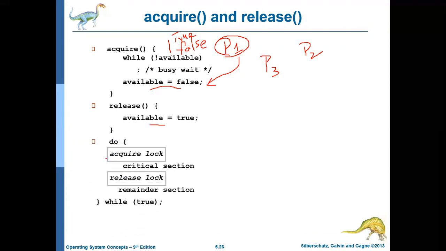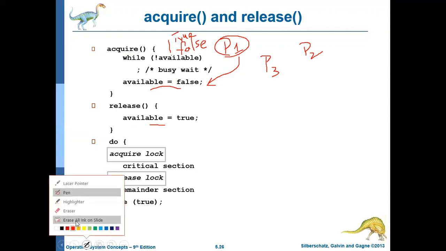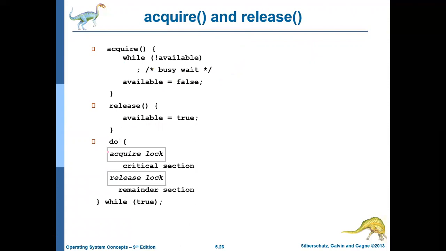This is how acquire and release work, and this is how it can be used in a particular program. Before entering the critical section, the particular process first executes acquire lock. If the lock is available, it will get the lock. Otherwise, it will keep on waiting through a spin lock until it has got it. Spin lock is nothing but a loop. This is called a spin lock or busy waiting.